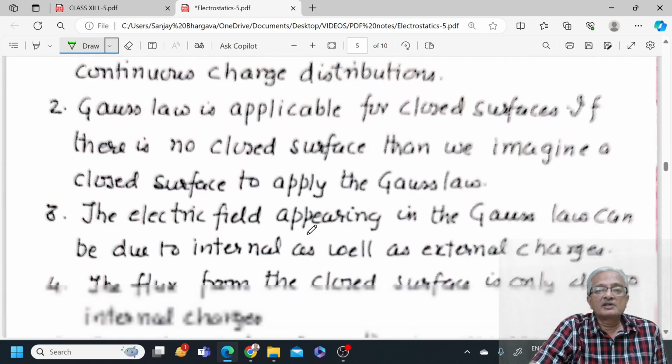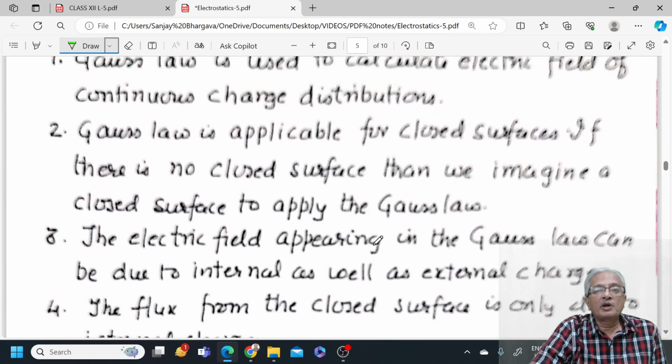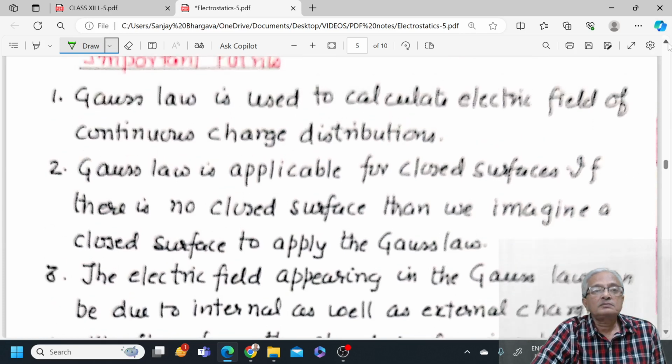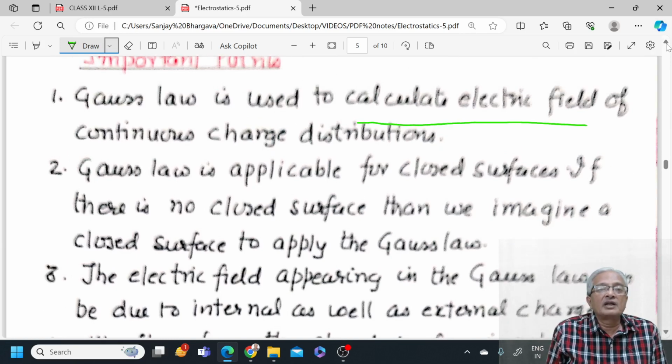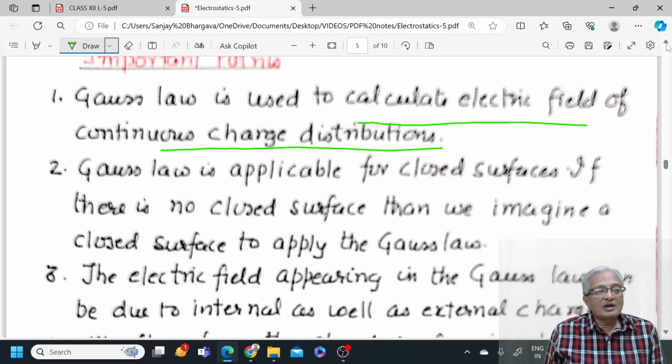Now let us find out what important things one can say about Gauss law. So we here say Gauss law is used to calculate the electric field of continuous charge distribution. For all continuous charge distributions like line charge, surface charge, volume charge, we are supposed to calculate their electric fields with the help of Gauss law.